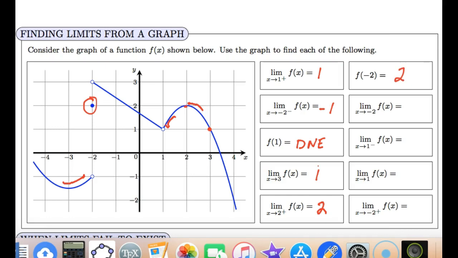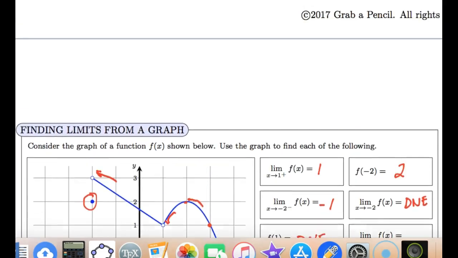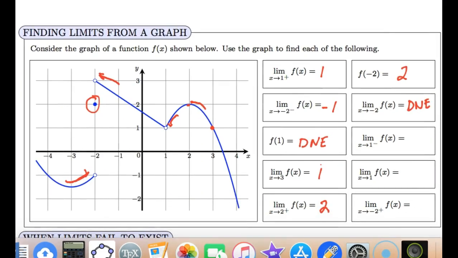The limit as x approaches -2. Here's -2 right here, and here's the right one. From the left, notice they do not equal. So this limit does not exist. Although the individual one-sided limits exist, the limit does not exist there overall. The two-sided limit doesn't exist. That is a two-sided limit. These are one-sided limits.